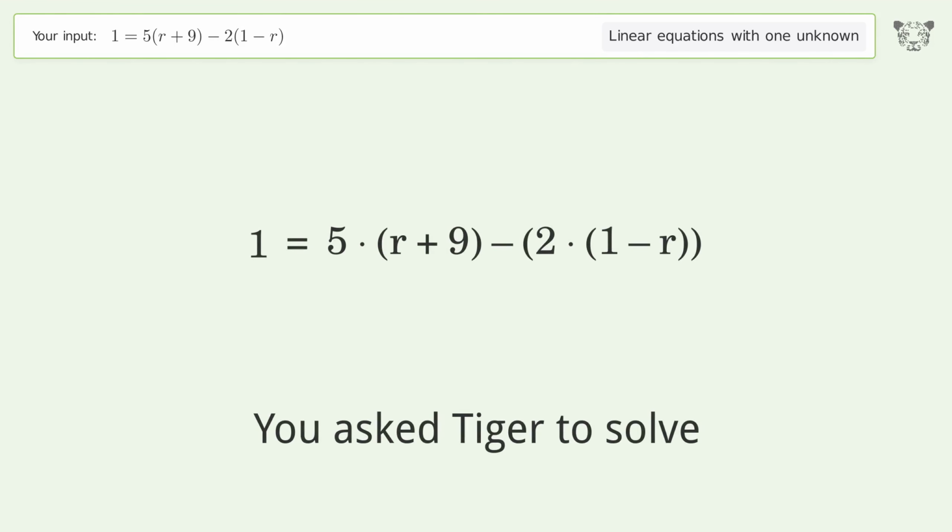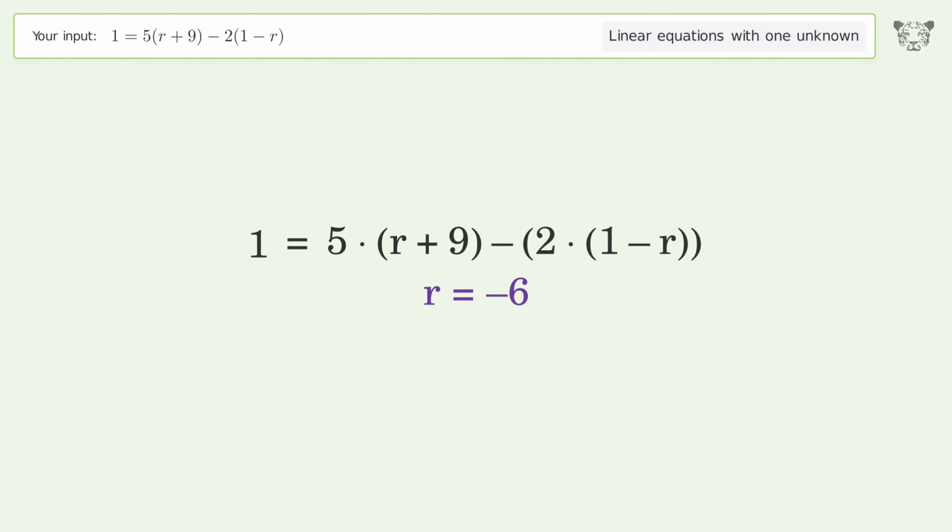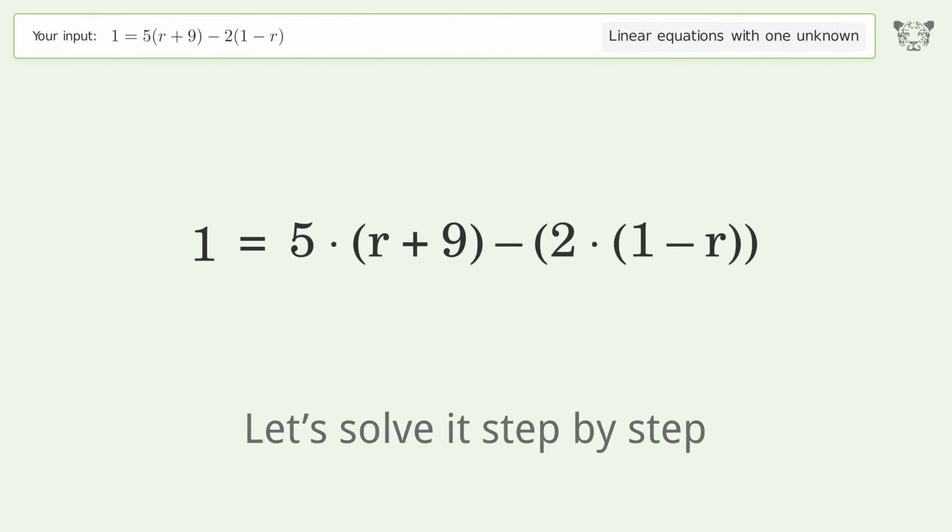You ask Tiger to solve this. It deals with linear equations with one unknown. The final result is r equals -6. Let's solve it step by step.